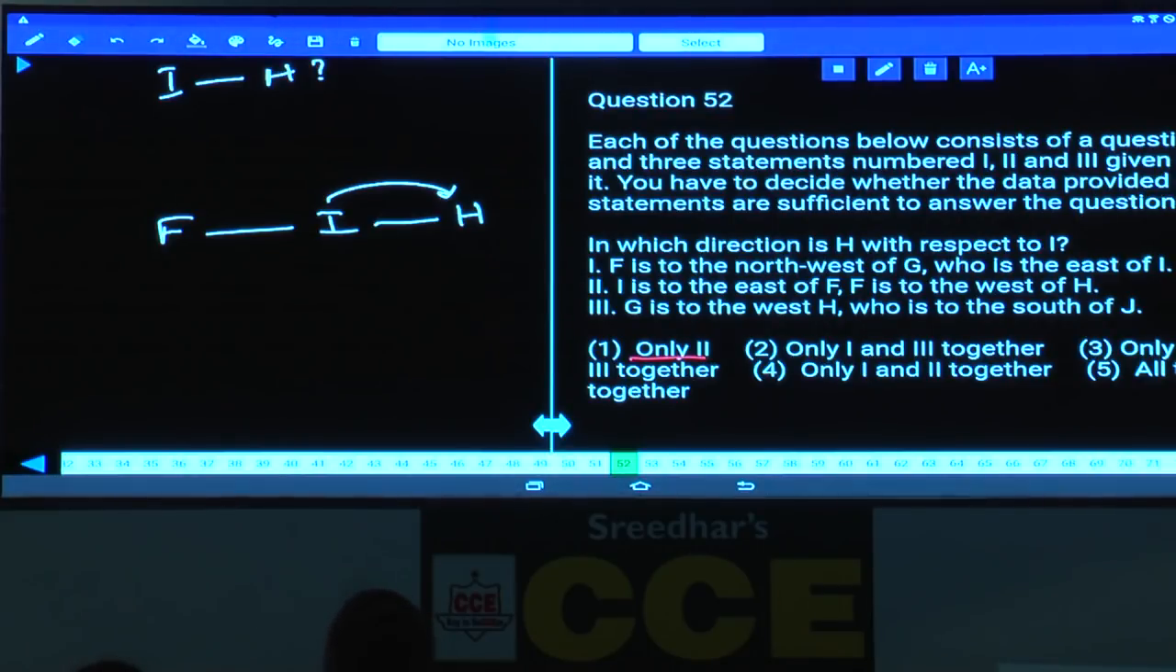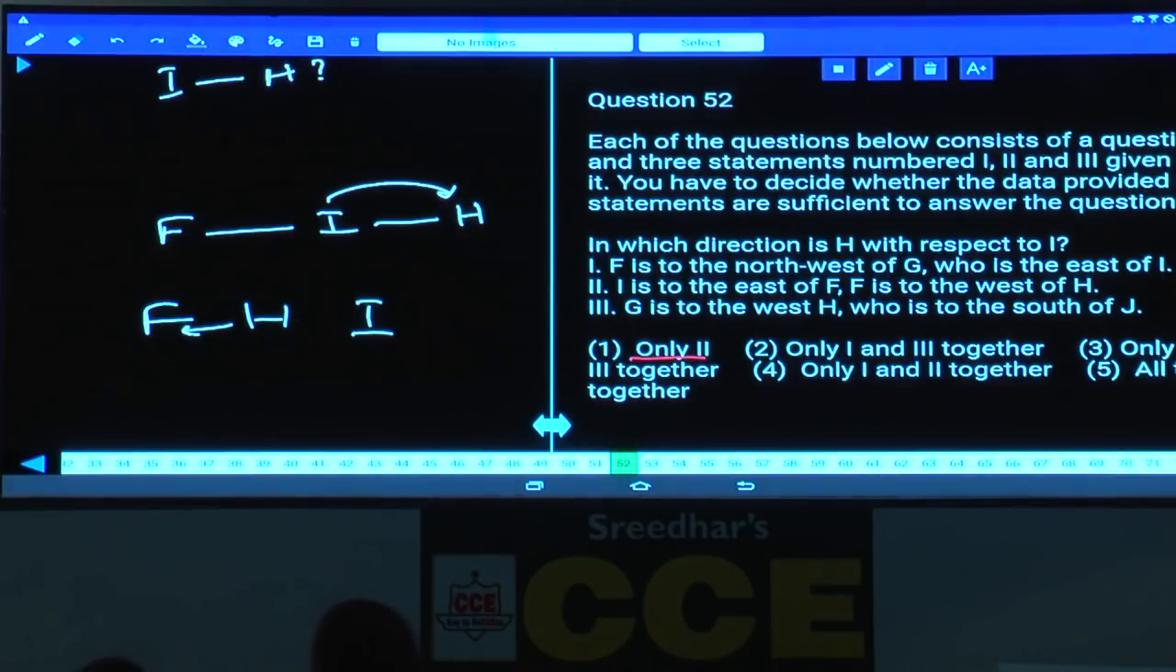I is to the east of F, I can take it like this. And F is to the west of H. And F is, I is to the east of F. And F is to the west of what? F is to the west of H. As F is to the west of H, I can write H also here.